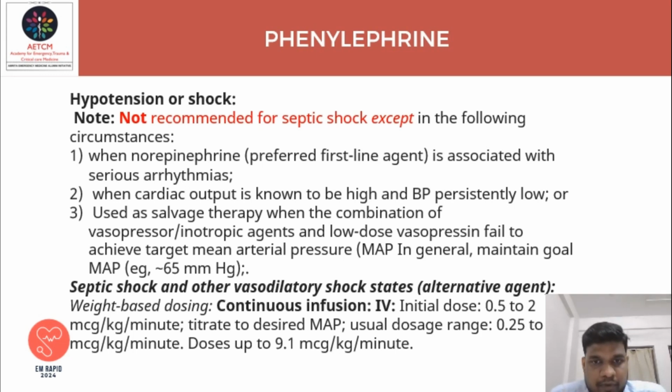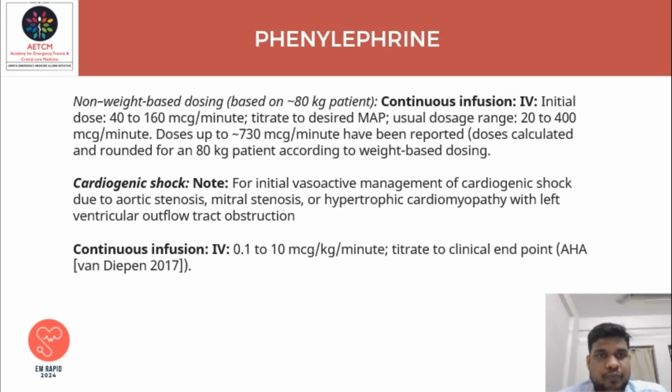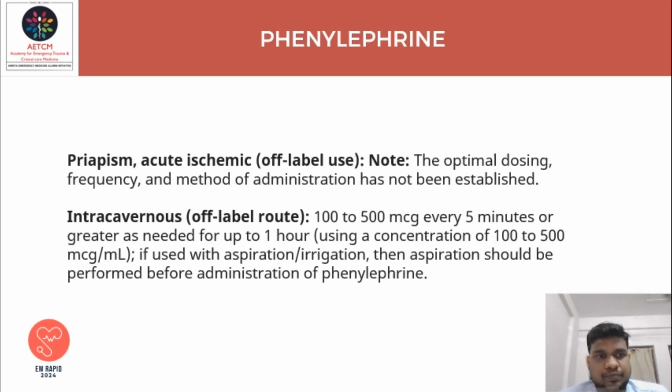Then in septic shock and other vasodilatory shock, the dosage is continuous infusion by IV, 0.5 to 2 micrograms per kg per minute, titrated to the desired MAP. Usual dose range is 0.25 to 0.5 microgram per kg per minute. Then in cardiogenic shock, for initial vasoactive management of cardiogenic shock due to aortic stenosis, mitral stenosis, or hypertrophic cardiomyopathy with left ventricular outflow tract obstruction, the dosage is 0.1 to 10 micrograms per kg per minute, titrated to effect.